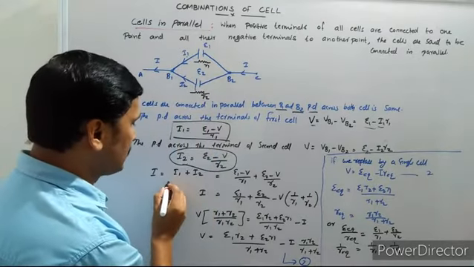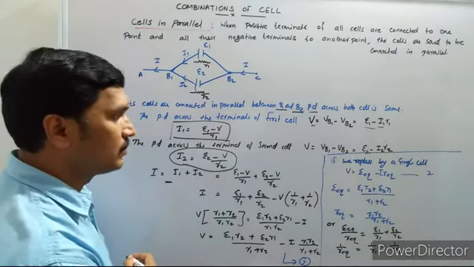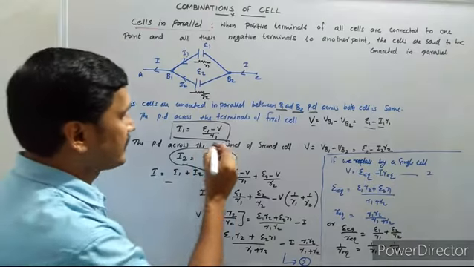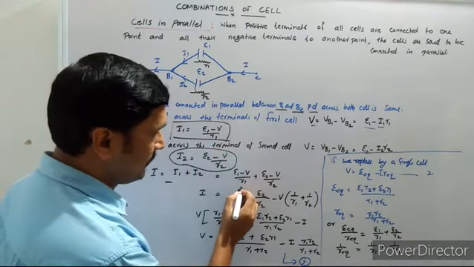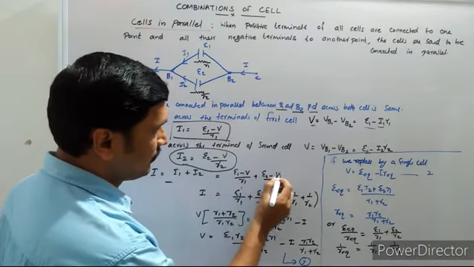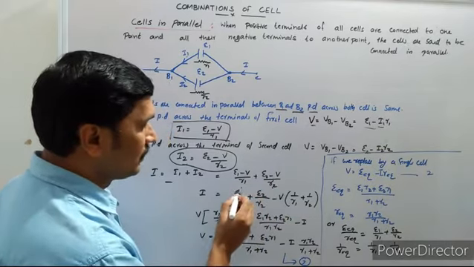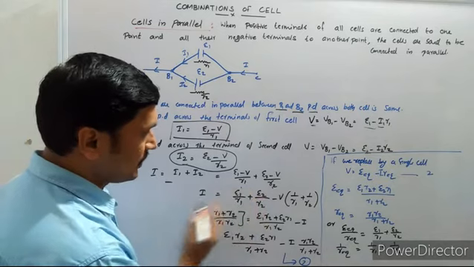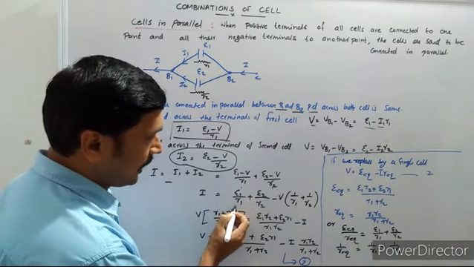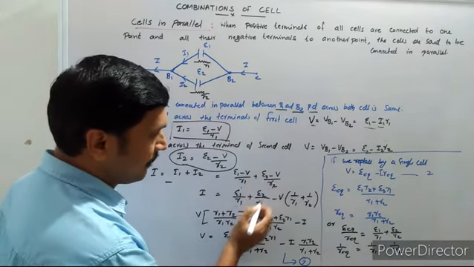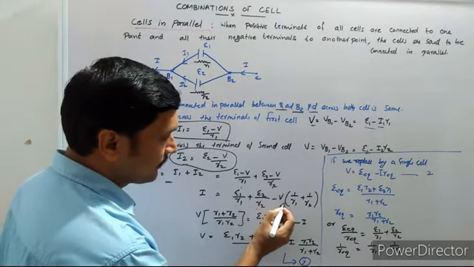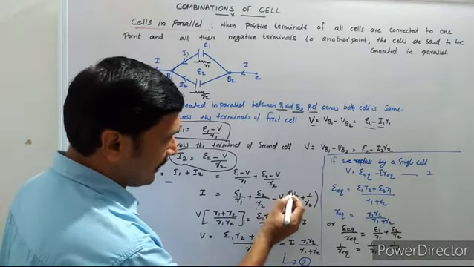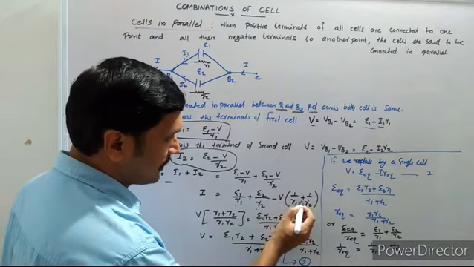So we can write I is equal to I1 plus I2. Now add the right side, that's (E1 minus V) by R1 plus (E2 minus V) by R2. Okay, that's I1 plus I2. Now rearrange this equation. We write E1 by R1 plus E2 by R2 minus V into, in bracket, we keep 1 by R1 plus 1 by R2.